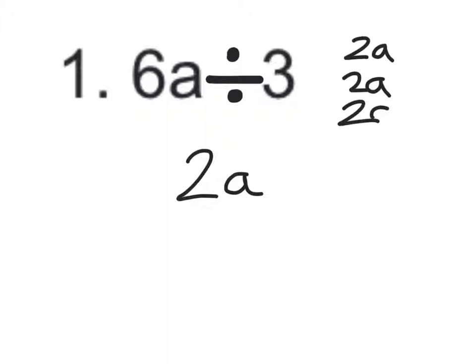So we've got 6a divided by 3, well 6 divided by 3 is 2. We've got 2a here. If you think about it, what goes 3 times into 6a? Well, 2a plus 2a plus 2a, 3 lots of 2a would be 6a. So you just do the number and then the letter. Let's try it for number 2.